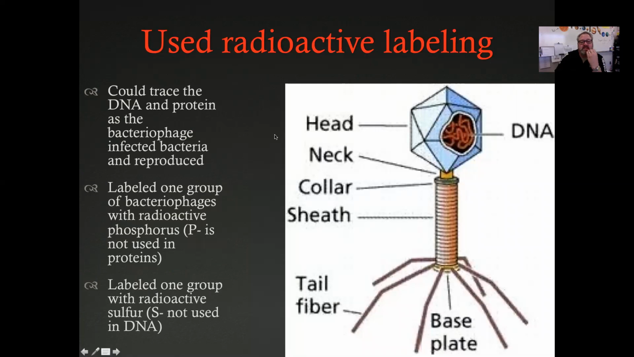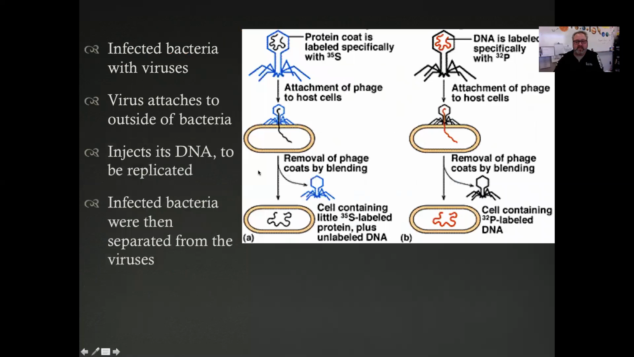So what they could do then is trace the DNA and the protein based on what's radioactively labeled, okay? Phosphorus is one of the things that does not get used in proteins. Sulfur is something that does not get used in DNA. So they radioactively labeled these two things, and then they allowed these viruses to infect bacteria. And what they went to see was which one had radioactive DNA, okay, or potentially the protein.